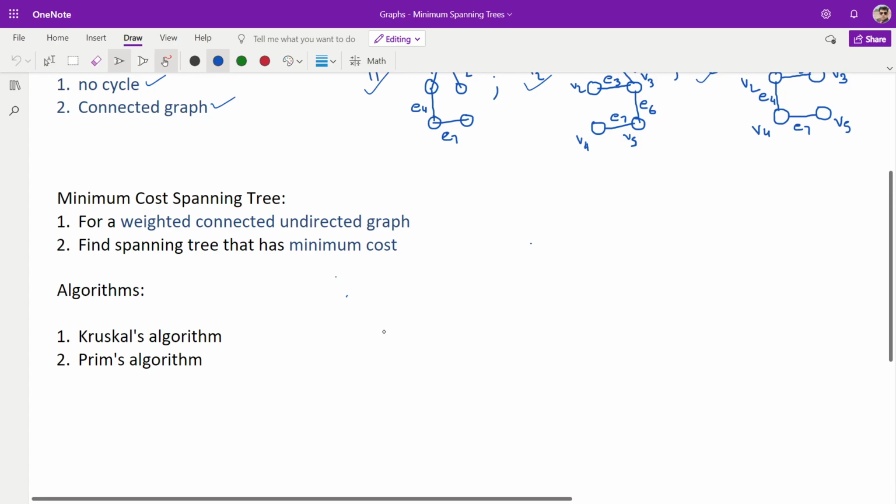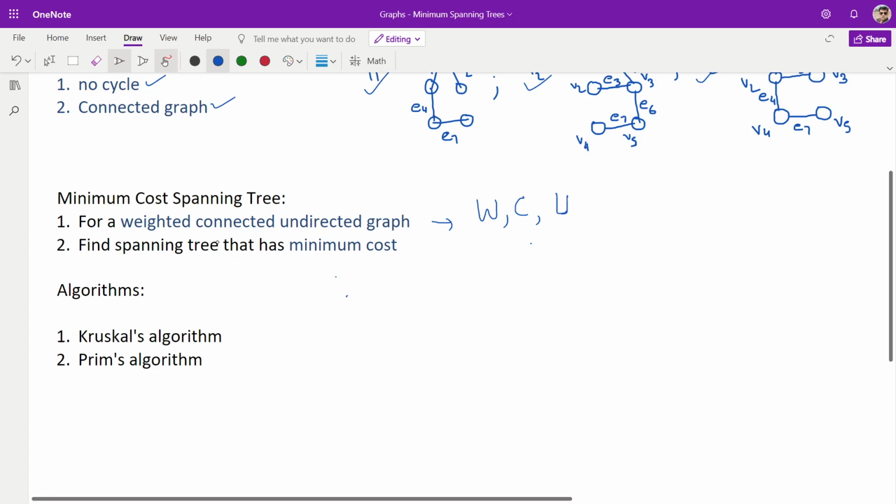Now that you have understood the basic idea behind spanning trees, let us move on to the problem of minimum cost spanning trees. One thing you have to understand is that this problem is defined for a weighted connected undirected graph. The graph is weighted, which means each and every edge is associated with some weight. It is connected, meaning there is always a path between any pair of vertices, and it is undirected, which means information flow can take place in both directions.